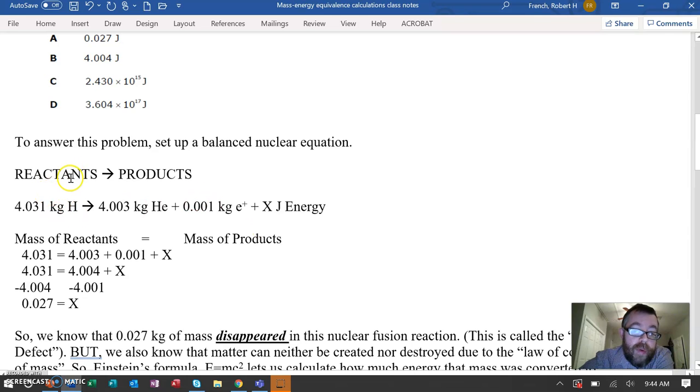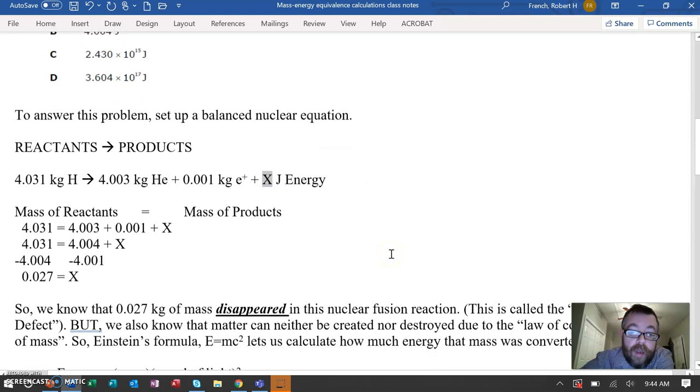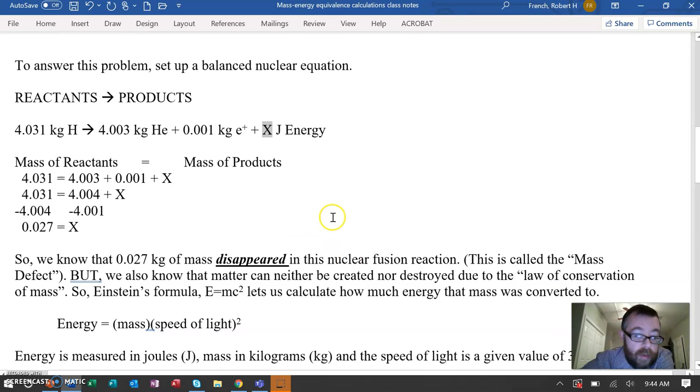First, you need to figure out what's the reactant and what's the product. The reactant is just like in a chemical equation, what we're starting with. In this case, 4.031 kilograms of hydrogen. And we're ending up with the product, 4.003 kilograms of helium, 0.001 kilograms of positrons, and some x amount of energy, right? Now take your time with this, pause when you need to.